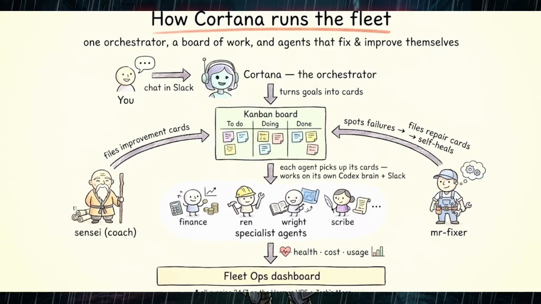If Mr. Fixer here can't fix like the Gmail access and it requires like an OAuth or a password, he will then raise that ticket all the way up to me and go, hey Josh, I was trying to fix this Gmail thing for Scribe. I couldn't get it done. Can you help me? And then I'll go through and talk to Mr. Fixer directly and help him fix that up.